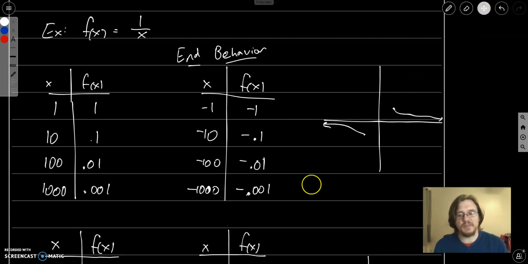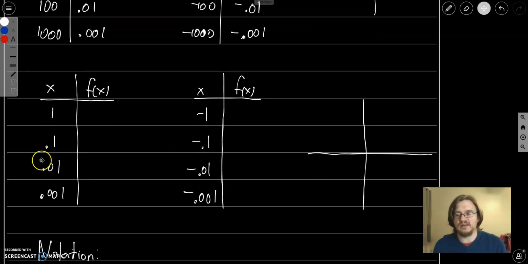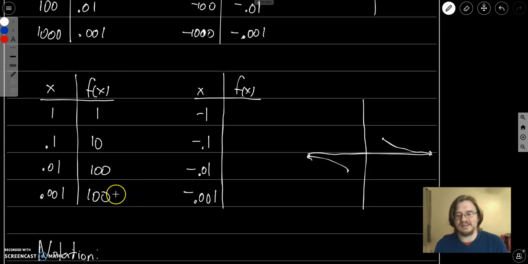So what happens in between? What happens when we plug in really small numbers, or I should say numbers that are close to 0? So let me fill this in for a second. So we know that as we get really big, we get close to 0, and as we get really negative, we get close to 0. So what happens as the x gets closer to 0? Well, 1 divided by 1 is 1. 1 divided by 1/10 is 10. 1 divided by 1/100th is 100. 1 divided by 1/1000th is 1000.